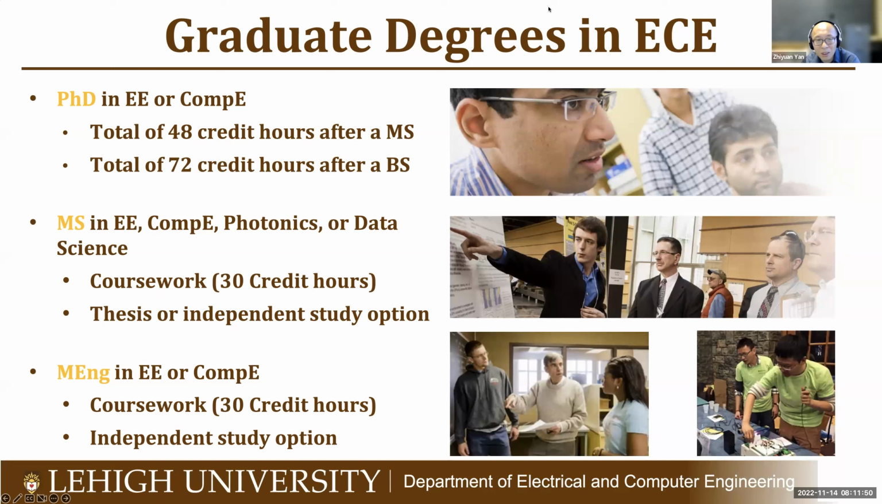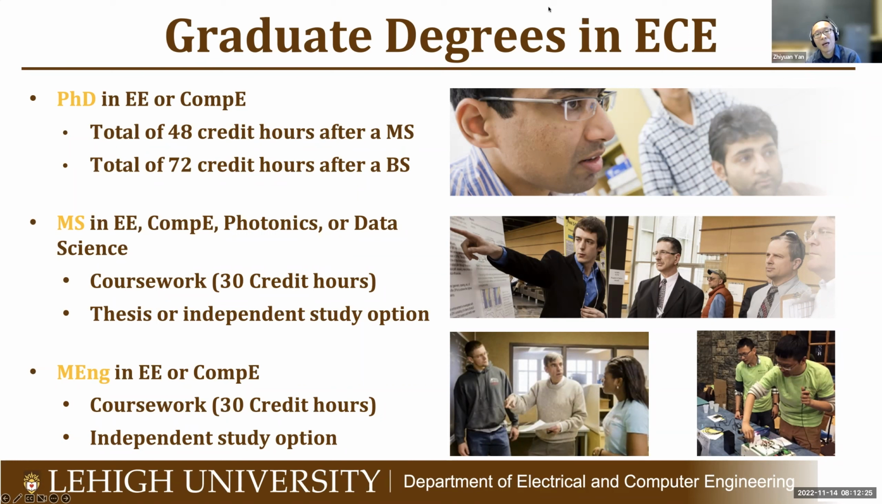The graduate programs we offer fall into 2 levels, Ph.D. and Masters. So we have Ph.D. programs in EE, electrical engineering, or computer engineering. To get a Ph.D. degree, typically you will need 72 credit hours after earning a bachelor degree, or 48 credit hours after a master degree. We also have Master of Science degrees in electrical engineering, computer engineering, photonics, or data science.